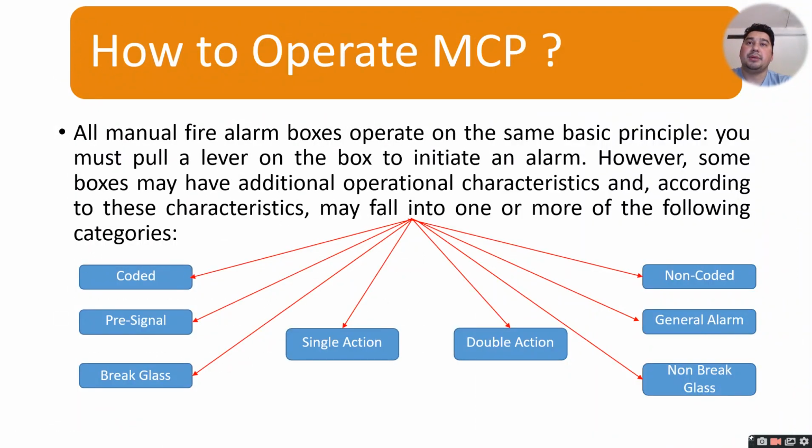Then, how to operate an MCP, manual control point. All manual fire alarm boxes operate on the same basic principles. You must pull a lever on the box to initiate an alarm. However, some boxes may have additional operational characteristics, and according to these characteristics may fall into one or more of the following categories. A manual control point could be coded, pre-signal, break glass, single action, double action, non-coded, general alarm, and non-break glass. There could be different types of MCP.